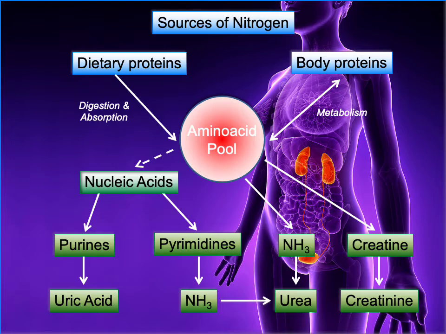Proteins in the body come from 2 sources. One is exogenous, or from dietary sources, and the other is endogenous, from normal cell turnover. In both cases, metabolism of these proteins contributes to the amino acid pool. Amino acids can be metabolized directly for energy, which will result in removal of the amine group, a process called deamination.